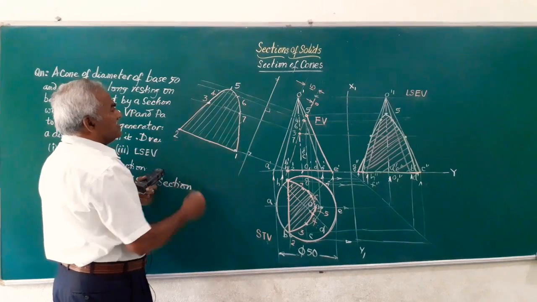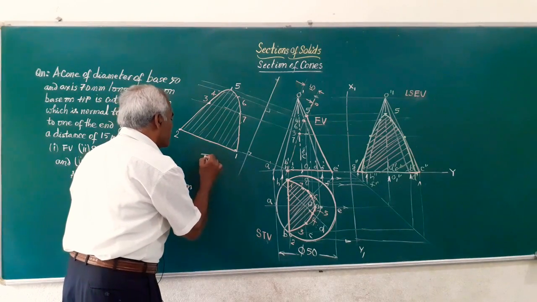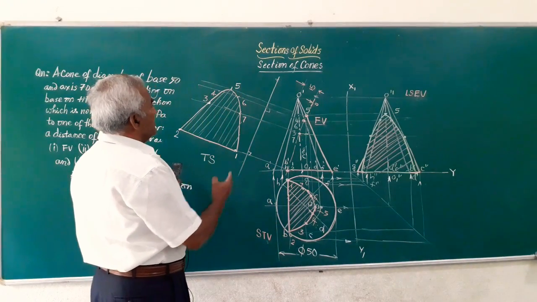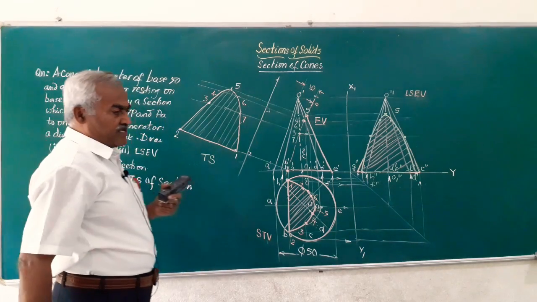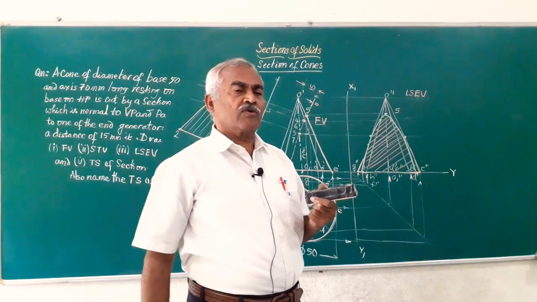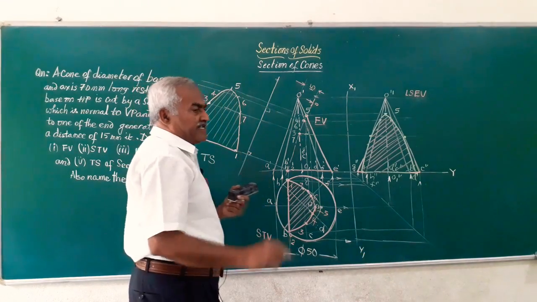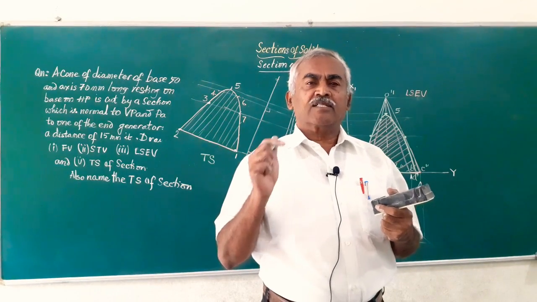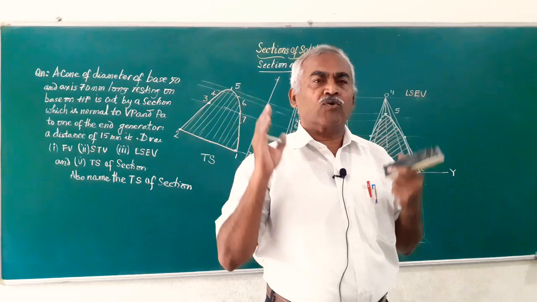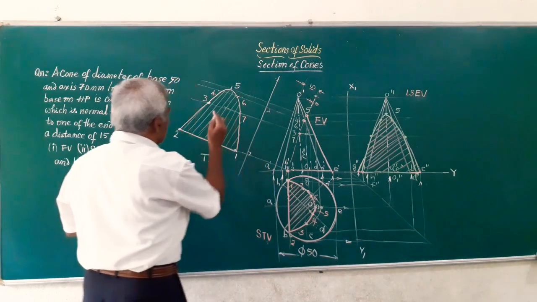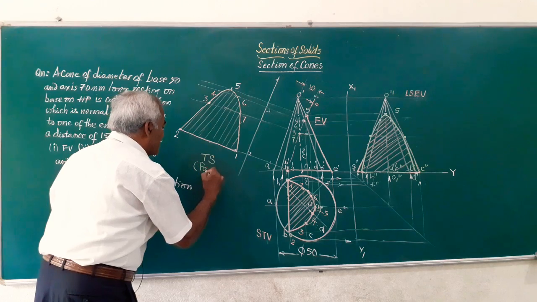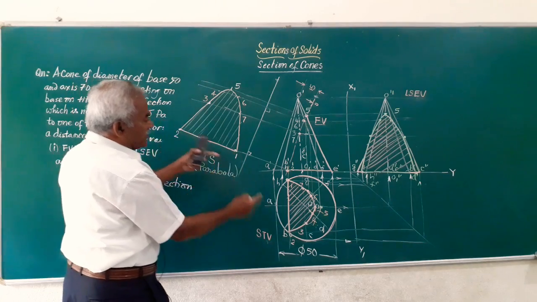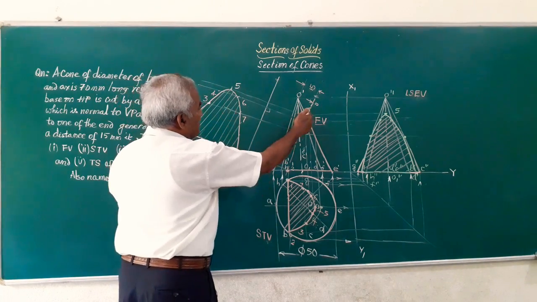Friends, this shape of the curve is the true shape of the curve. We will call it TS. TS represents the true shape of the curve. Friends, here they have asked you to name the true shape of the section. Remember, whenever any section plane is cutting the cone parallel to the end generator, the figure you get is called a parabola. Parallel to the end generator, the true shape of the curve is a parabola. Parabola is the true shape. So friends, this will have a base equal to so much and a height equal to this much height.